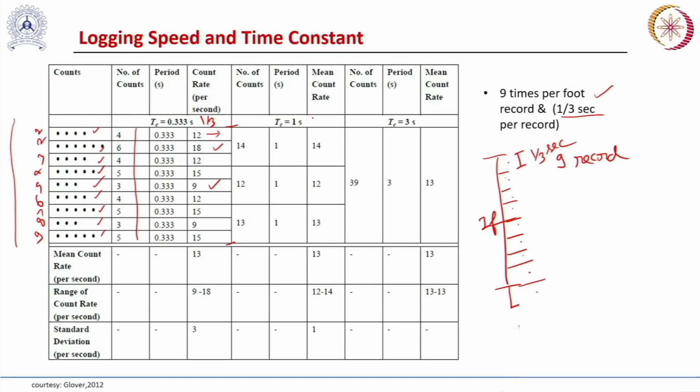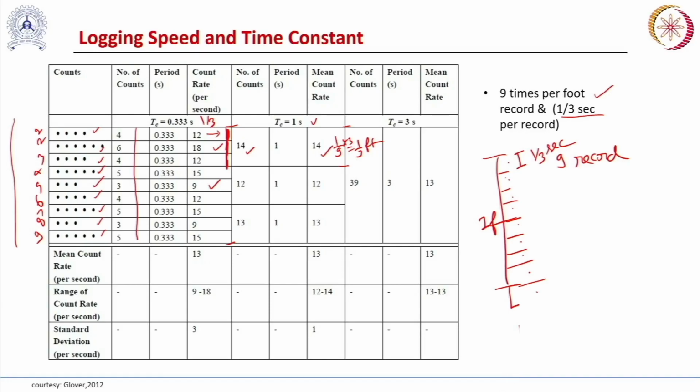If I take a time constant of 1 second, that means every 1 second I'm going to time average the data. So for the first three intervals, this, this and this, I'm going to average the data. That average is 14, so the mean count rate is 14 counts per second. This 14 counts per second is recorded against 9 times per foot, so 1 by 9 into 3, or 1 by 3 feet. So 14 gamma ray counts per second against 1 by 3 feet of the formation.